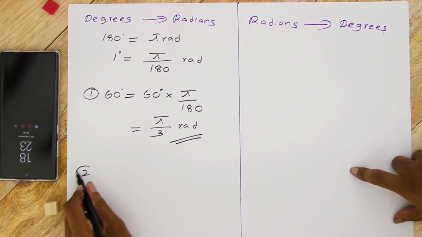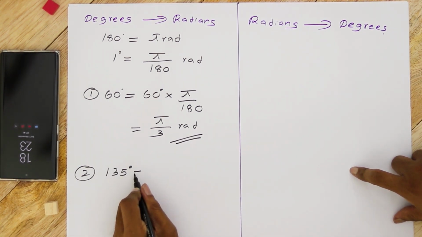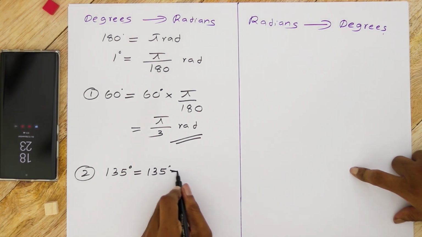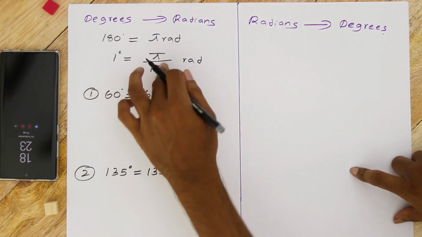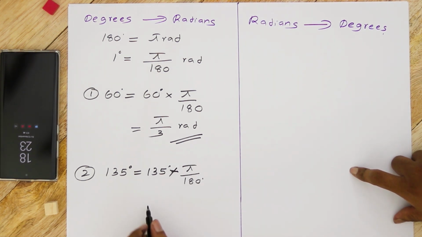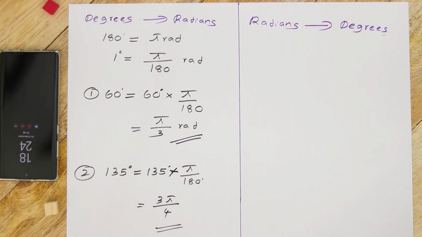Now moving on to the next example, let's say 135 degrees. So 135 degrees, we are multiplying by 1 degree means pi over 180. So we can cancel up and down by 45. 45 into 3 is 135. So cut by 45, up it is 3 pi, and 4 into 45 is 180. So cut by 45, down it will be 4. So the final answer will be 3 pi over 4.